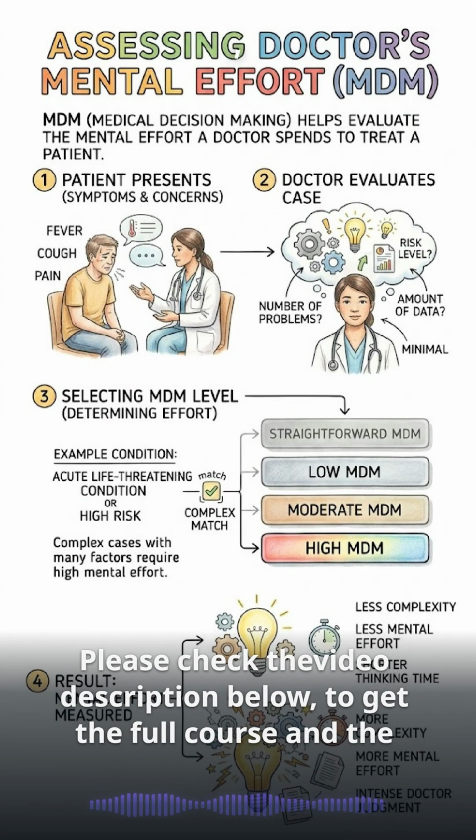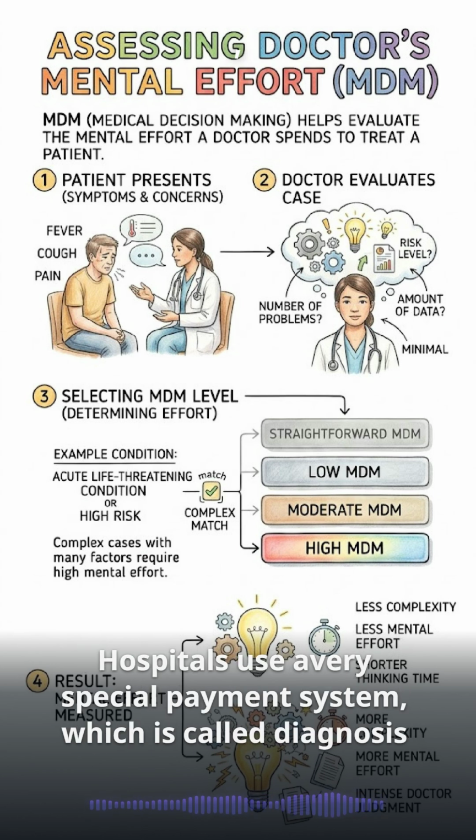Section 3, we are going to talk about money and how hospitals actually get paid correctly. Hospitals use a very special payment system, which is called diagnosis-related groups. This system groups sick patients together based on their similar medical conditions and treatments.